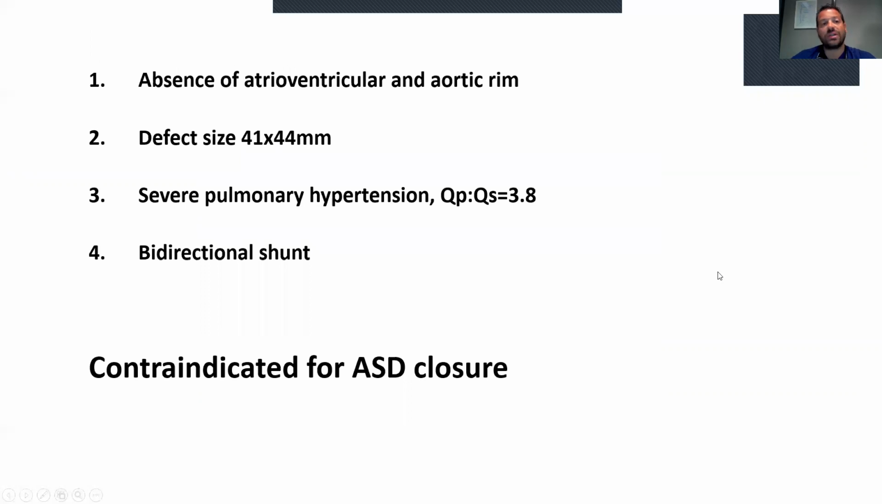So what do we know about this case? There is absence of 2 rims, one aortic, one atrioventricular. We have a size of 41 to 44 millimeters, which is more than 40. We don't have an occluder of this size. And we have severe pulmonary hypertension, QP/QS 3.8, and we have a bidirectional shunt, which means that the patient is going towards an ischemic physiology.